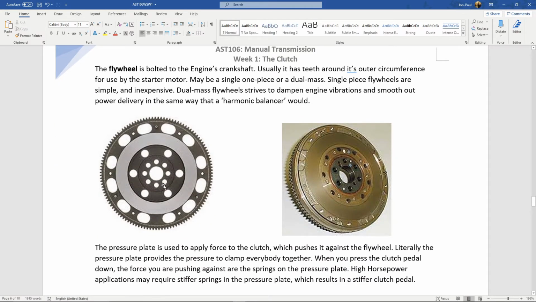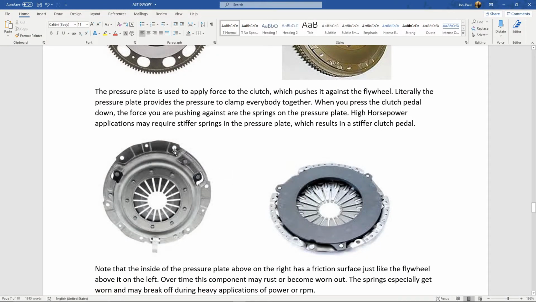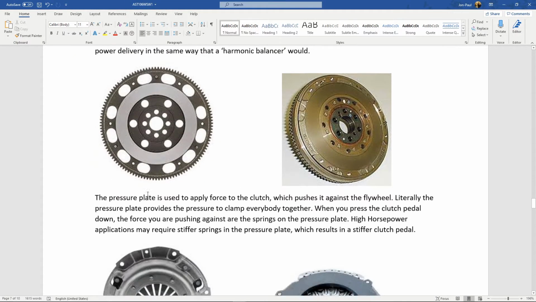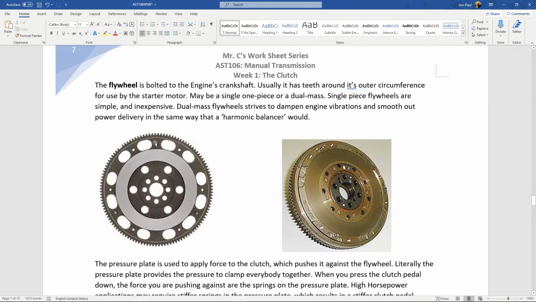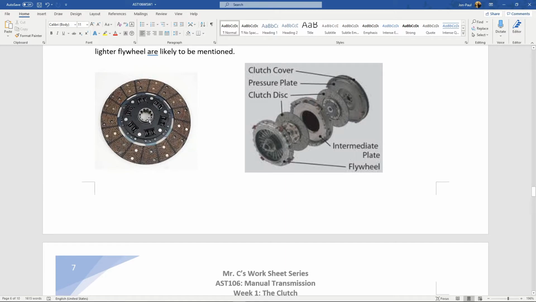This flywheel gets bolted to the crankshaft. This pressure plate, see these holes here? The pressure plate actually gets bolted to the flywheel, so they're spinning at the same RPM all the time. That clutch doesn't have any bolts in it. That clutch spline needs to go onto the input shaft of the transmission.